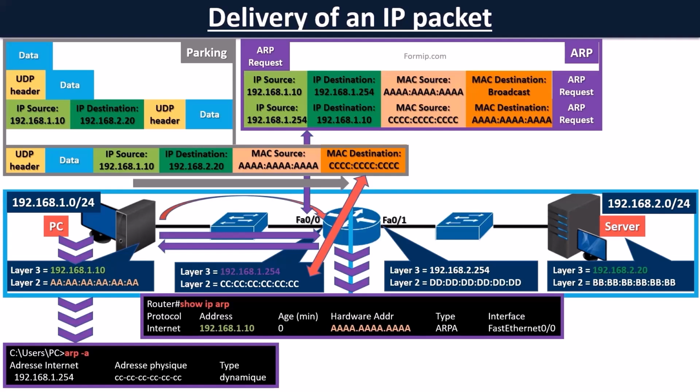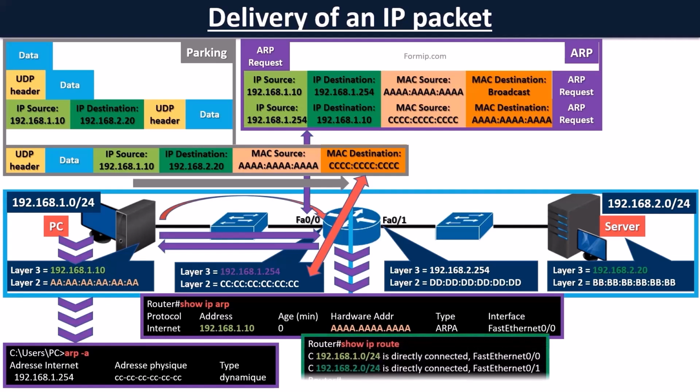As the destination IP address is unknown to it, it passes the packet to its routing process, which will try to find a match in its routing table. In this example, the destination network is directly connected to it. That's why the packet will be routed directly through the FastEthernet 0/1 interface.